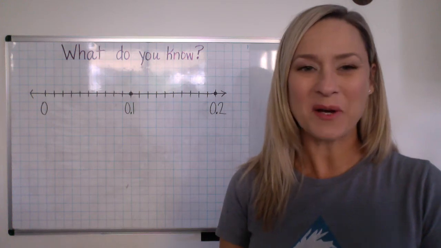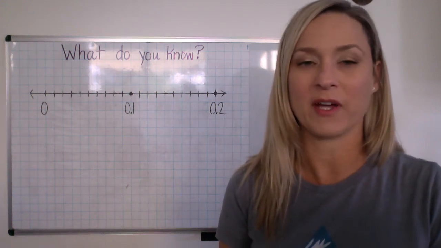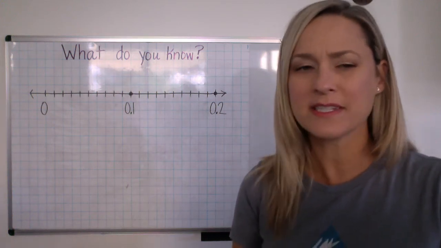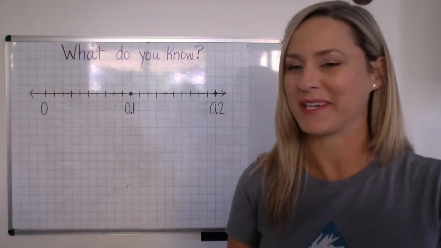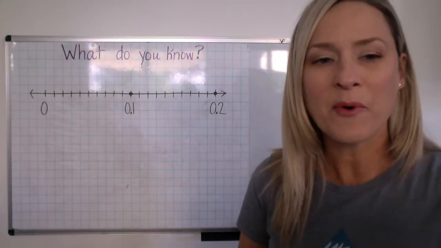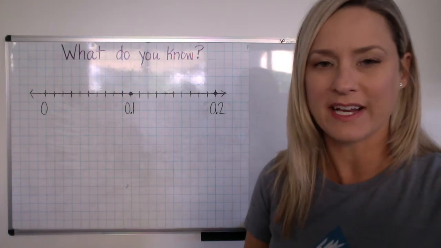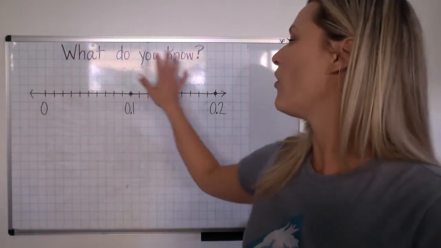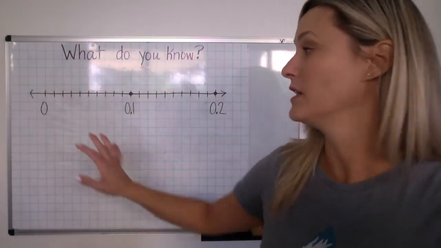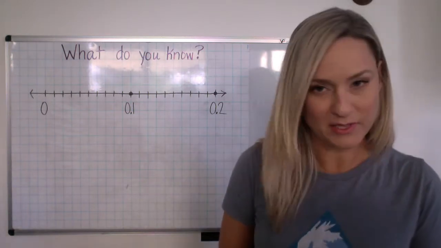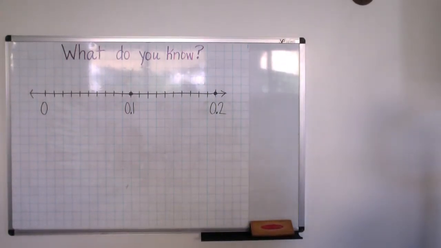Hey kids, it's Mrs. Compton, and today we're starting off with a what do you know? I hope this is a little harder than you think it's going to be in the beginning. So I want everybody to hit pause right now, and I want you to think about all the things that you could figure out about this number line. All right, hit pause.